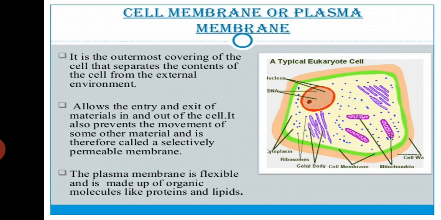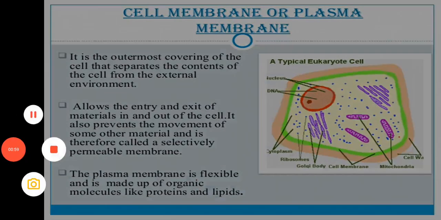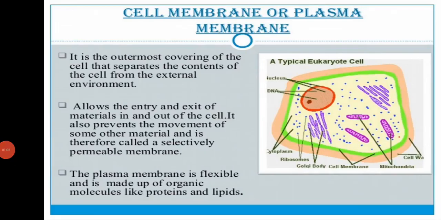I have been telling you that three parts are very important and common to every cell: the cell membrane, nucleus and cytoplasm. Now in detail I am going to tell you about the plasma membrane, cytoplasm and nucleus. The cell membrane or plasma membrane is the outermost covering of the cell that separates the content of the cell from the external environment. Just like our skin separates us from the outer environment, similarly, the plasma membrane separates the inner content of a cell from the outer environment.